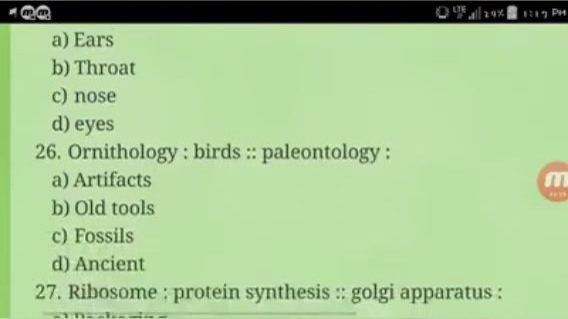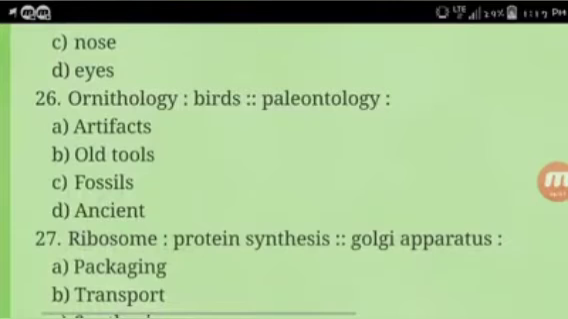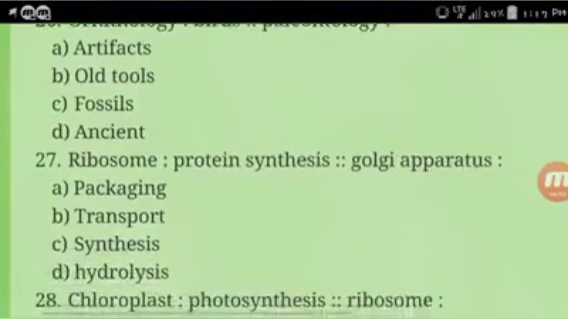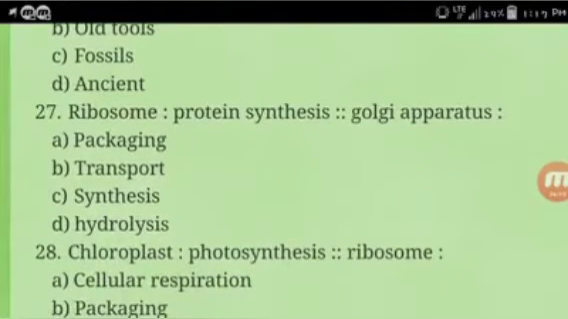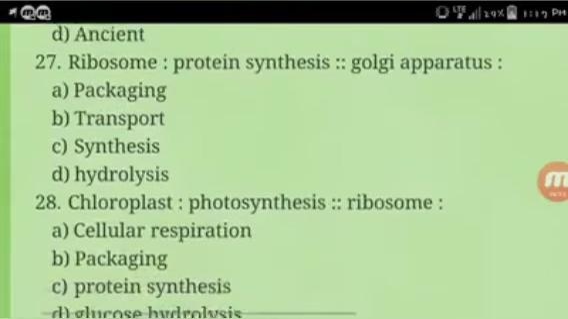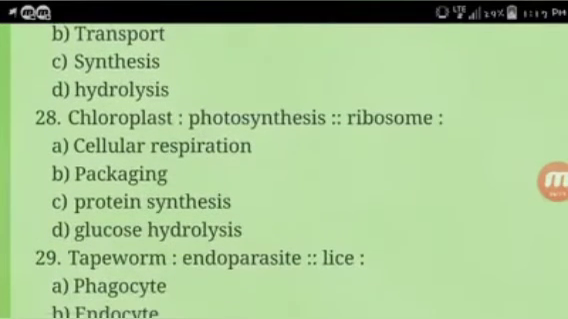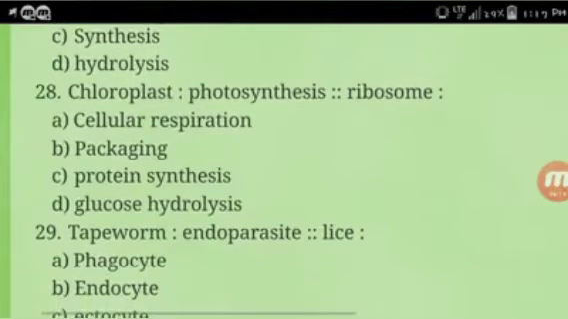Numismatology, that studies coins. Oncology, tumors. Ophthalmology, that is eyes. Okay. Ornithology, that's birds. Paleontology, that's fossils and artifacts. Next one, ribosomes, protein synthesis. Golgi apparatus, that's packaging. Next one, chloroplast, photosynthesis.